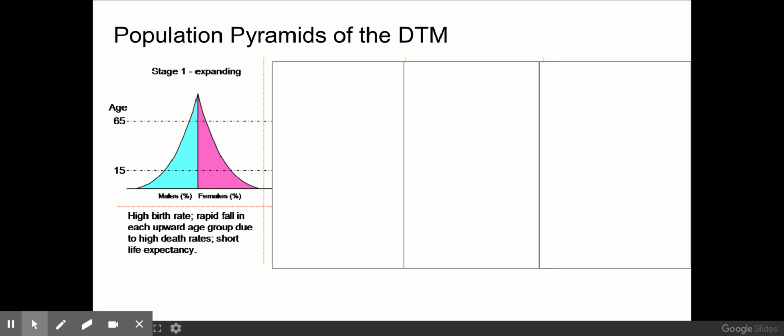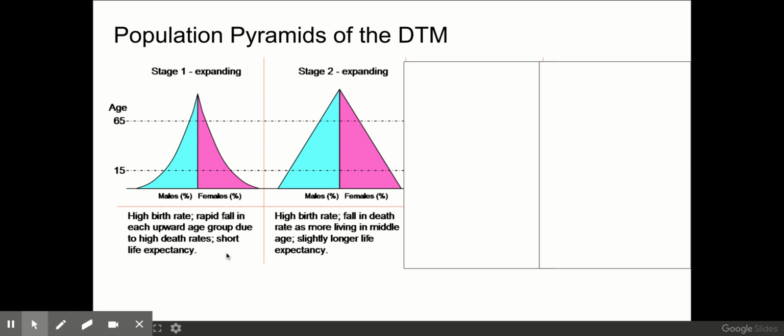So population pyramids of the demographic transition model, stage 1 looks like this, right? A high birth rate. That's what the bottom here indicates. High birth rate, lots of babies being born. And then a rapid fall in each upward age group due to high death rates and a short life expectancy. So there are very few people reaching the age of 65. There are still even very few people reaching the age of like 30. Most of the people are going to be in the ages from about 15 to 29. That's where your highest population is going to be.